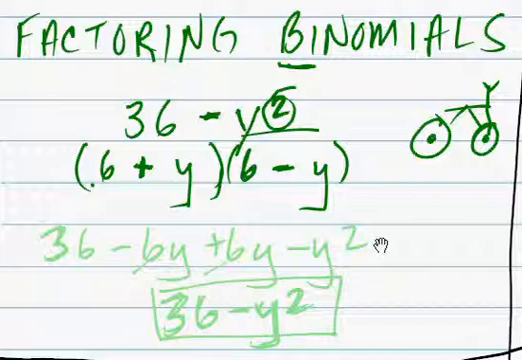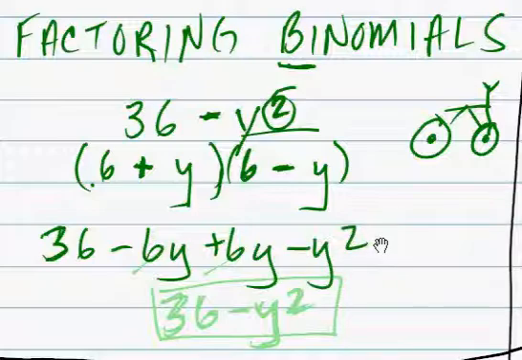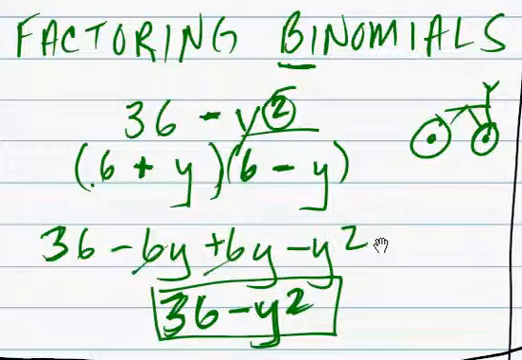6 times 6 is 36, of course. 6 times negative y is negative 6y. y times positive 6 is positive 6y. y times negative y gives you negative y to the second. So you just cancel those, and it gives you 36 minus y squared, which is where we started. This is how you factor binomials.